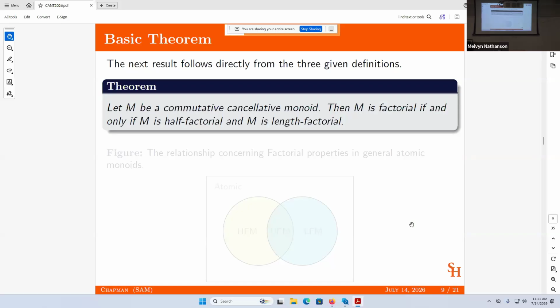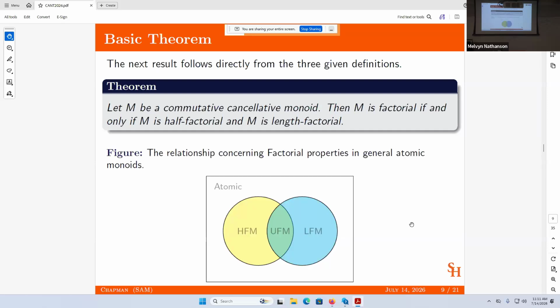If you take those two definitions and look at them carefully, you get this very simple theorem. A commutative cancellative monoid is factorial, or a unique factorization monoid, if and only if it's both length factorial and half factorial. And I did, this was a challenge for me, remember how to LaTeX a Venn diagram without looking it up.